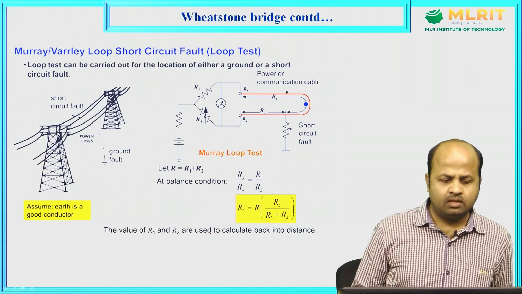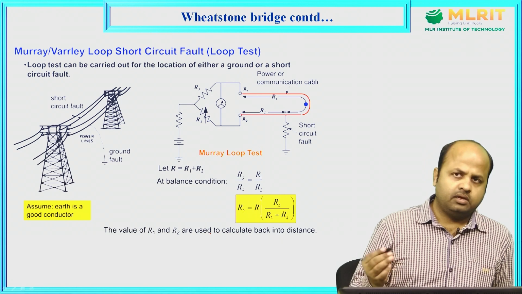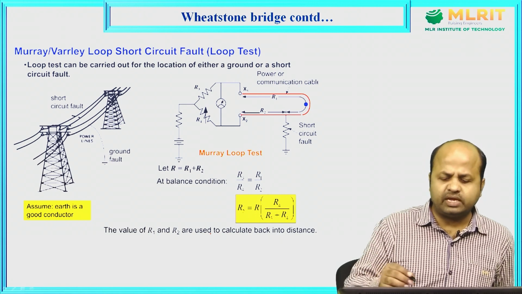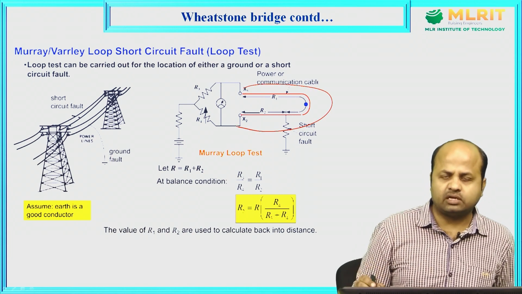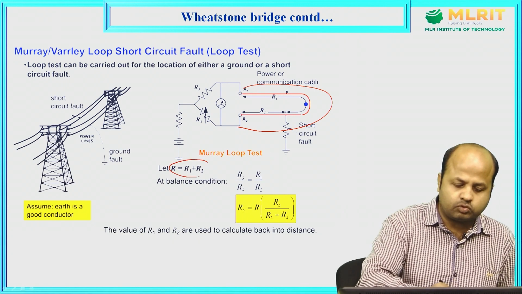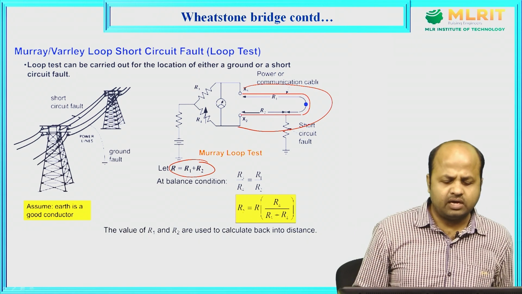Now here is another application of the Wheatstone bridge. We will see that in an electrical transmission circuit, whenever we get a short circuit, suppose this is the electrical transmission circuit, it has a length of R1 plus R2. Suppose the total length of this wire is R1 plus R2.